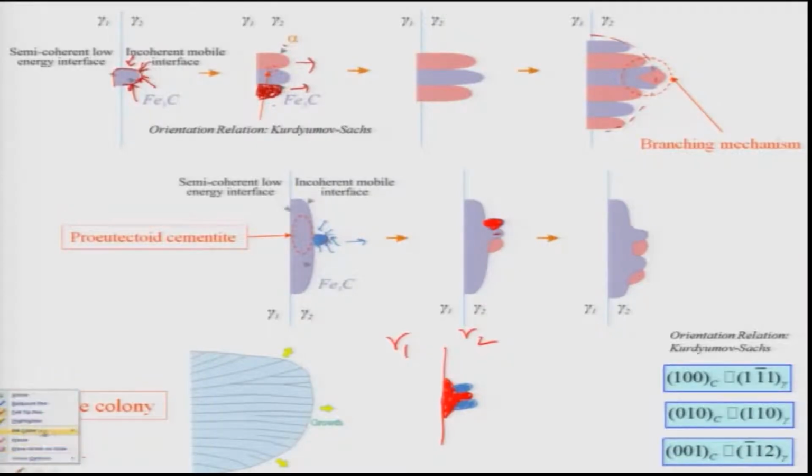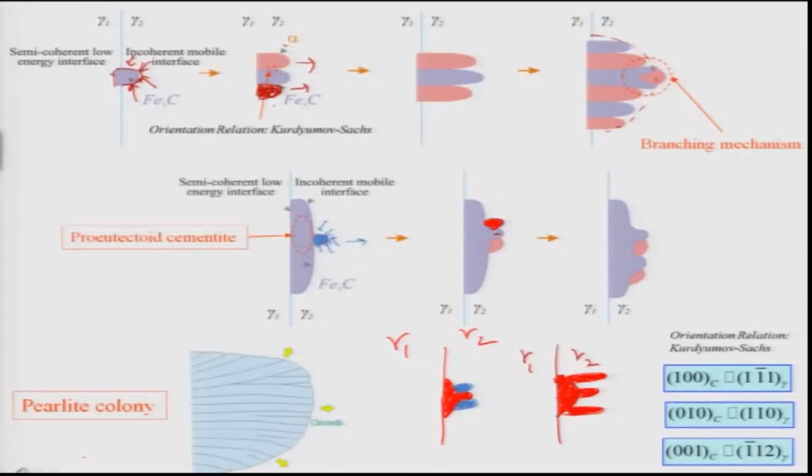and finally it will lead to the formation of a colony, and this colony will have pro-eutectoid alpha as a nucleating site, not the gamma grain boundary. This will be followed by the formation of these colonies, and these colonies will again look like pearlite.